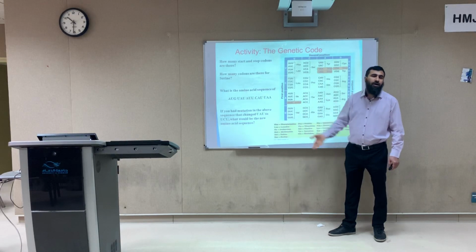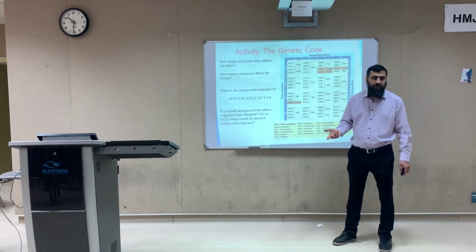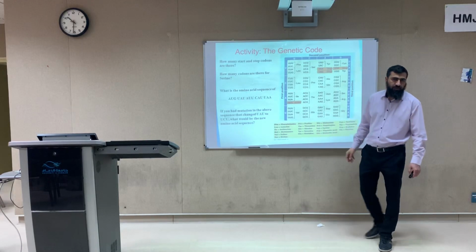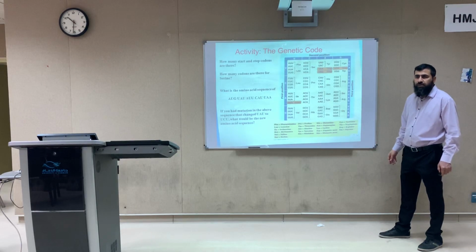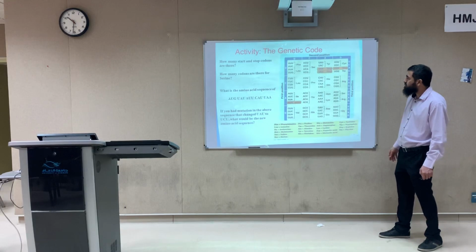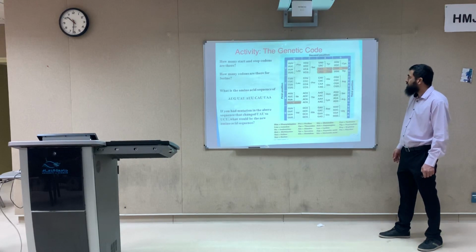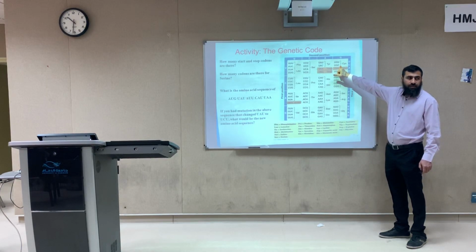If I gave you a sequence ACG, the anticodon, which amino acid is it? ACG, UGC. So what is it? UGC is cysteine. Okay? You understand how it works?